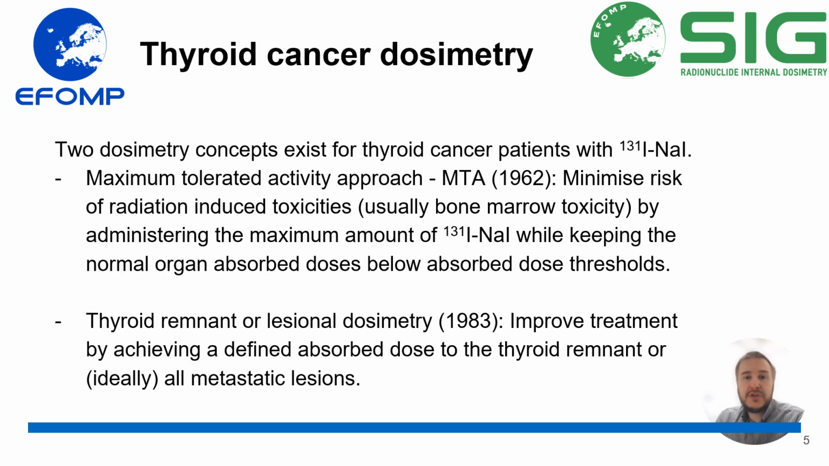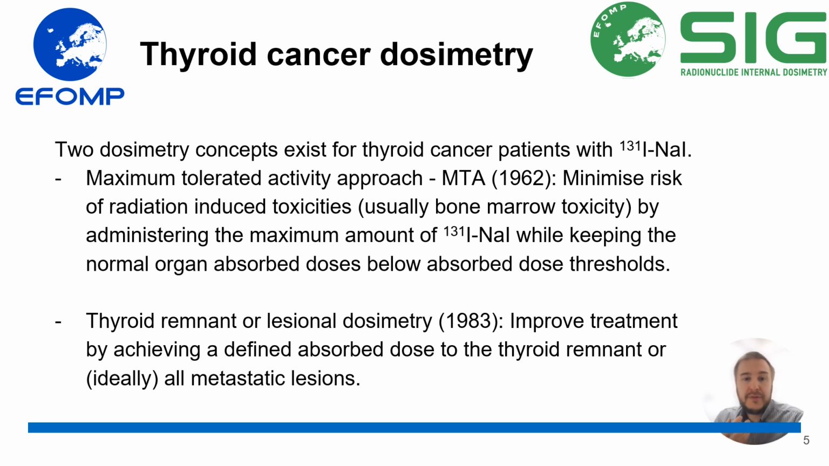And there's really two dosimetry concepts that come in here, some of which have been presented in some of the earlier lectures. So the approach that has been around the longest really is the MTA approach, the maximum tolerated activity approach. This is where we try to minimize the risk of any toxicities to normal organs by administering the maximum amount we could safely administer to an individual patient by keeping below any kind of dose thresholds.